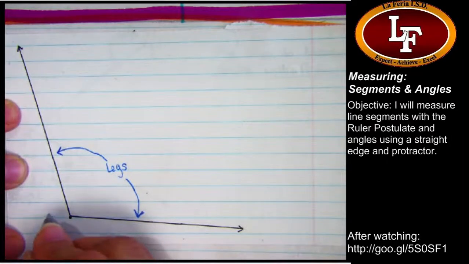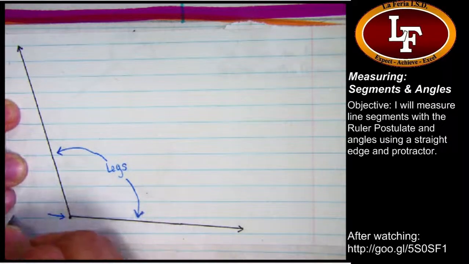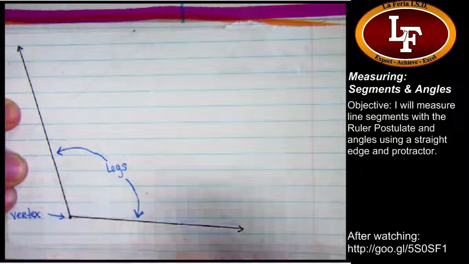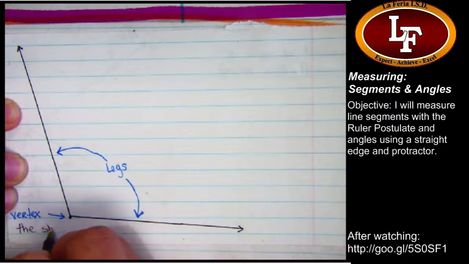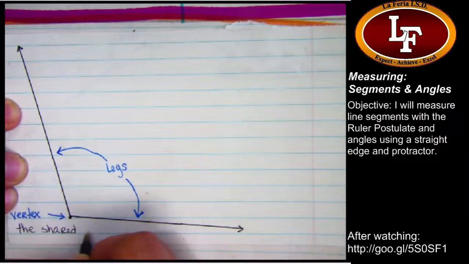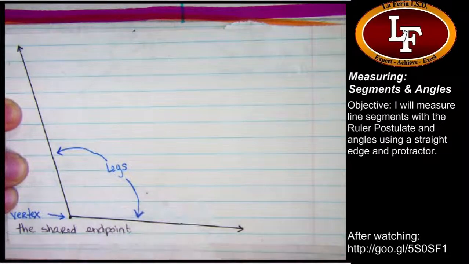This right here, the shared endpoint, is called the vertex. So the vertex is the shared endpoint. There it is.